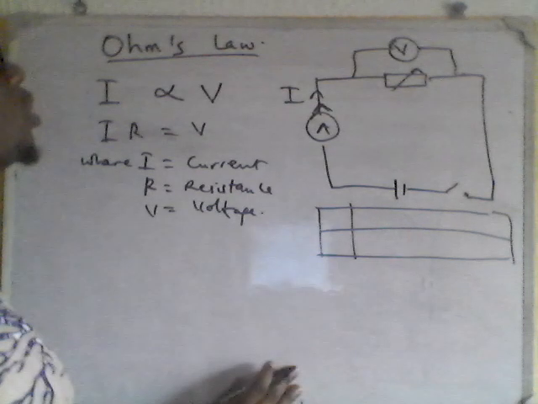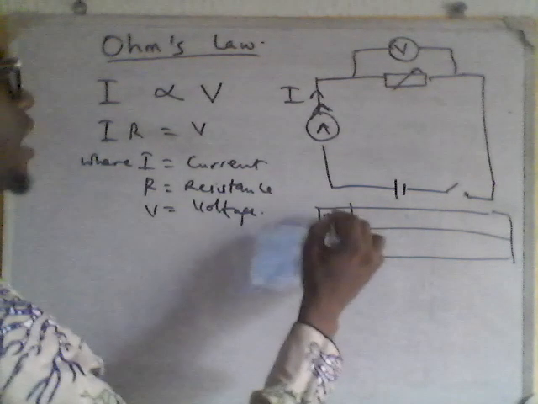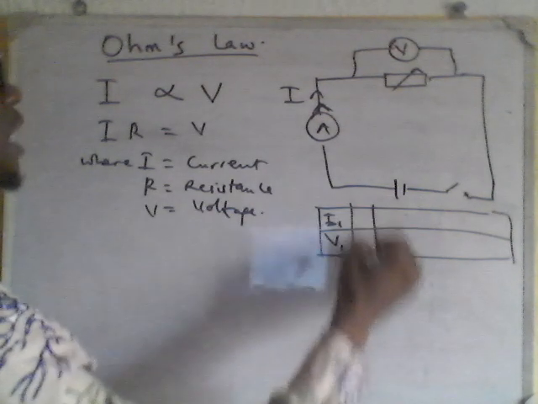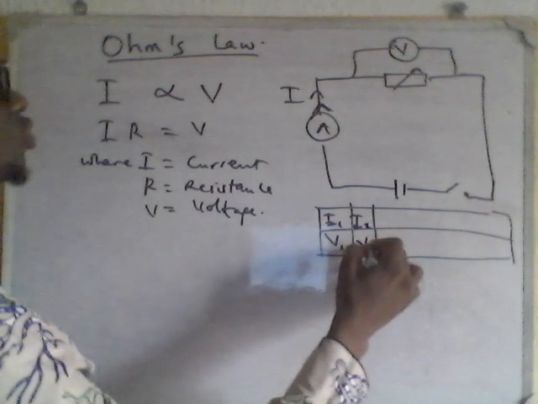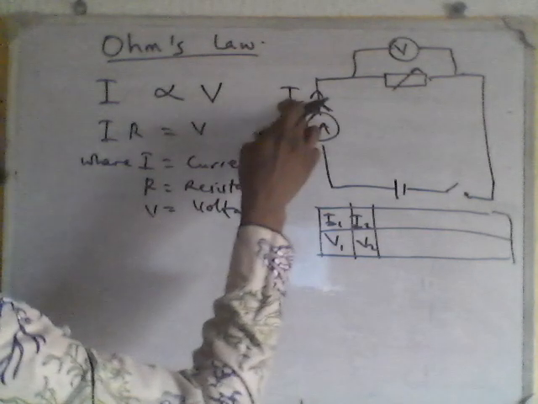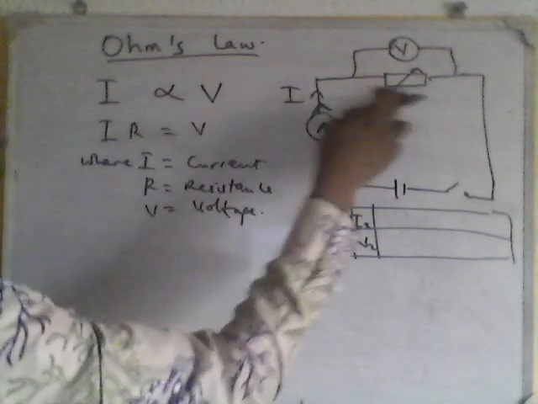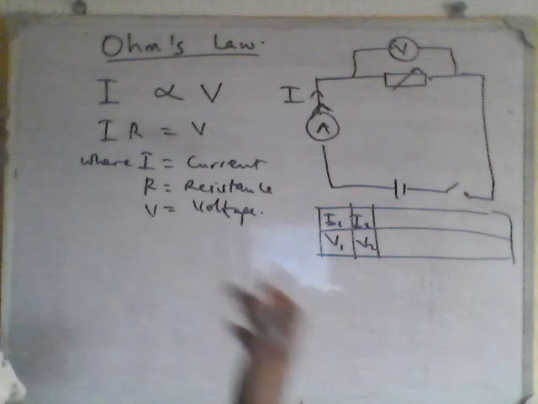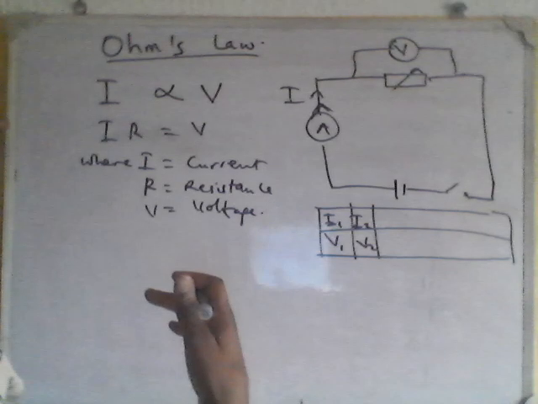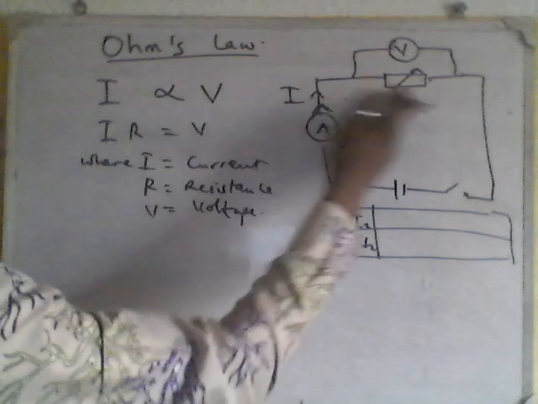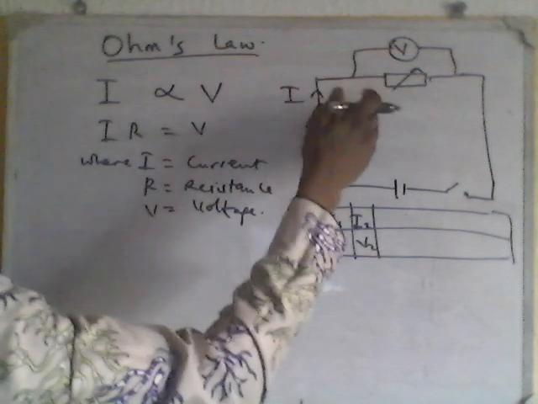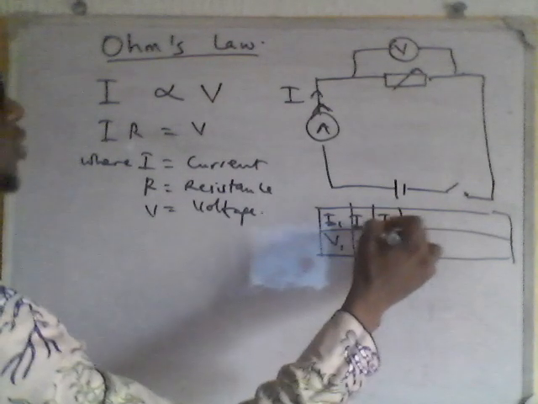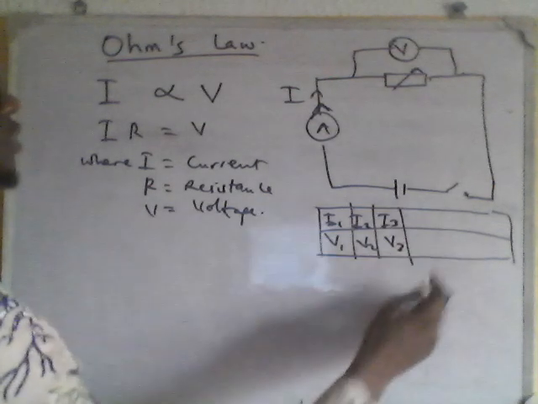Okay, so for the first instance, you have I1. At I1, you will get a V1. At I2, you will get a V2. That is, you are changing the current because you are varying the resistance. We said that the resistance is the opposition to flow of current. So if the opposition is less, you have more current. So you have I2, I3 here, and you have a corresponding value for V3.